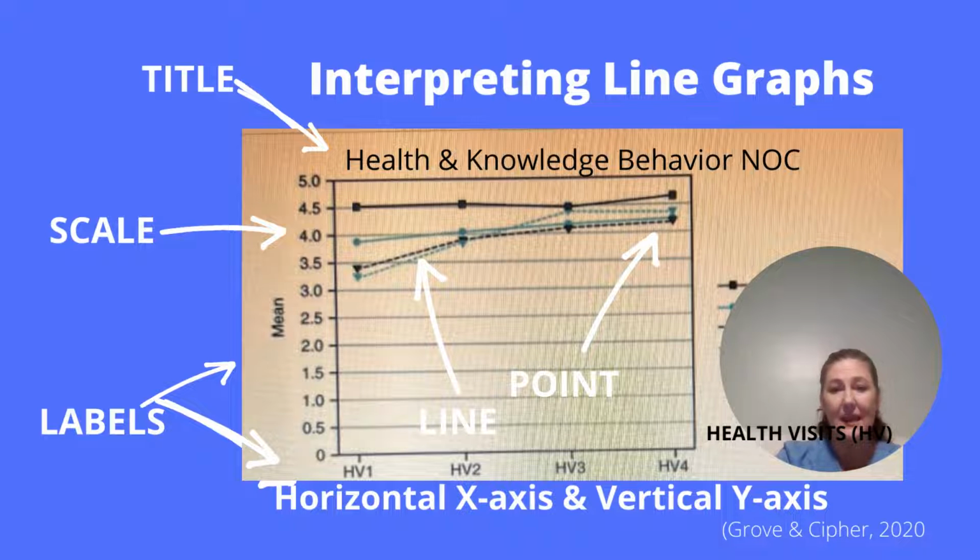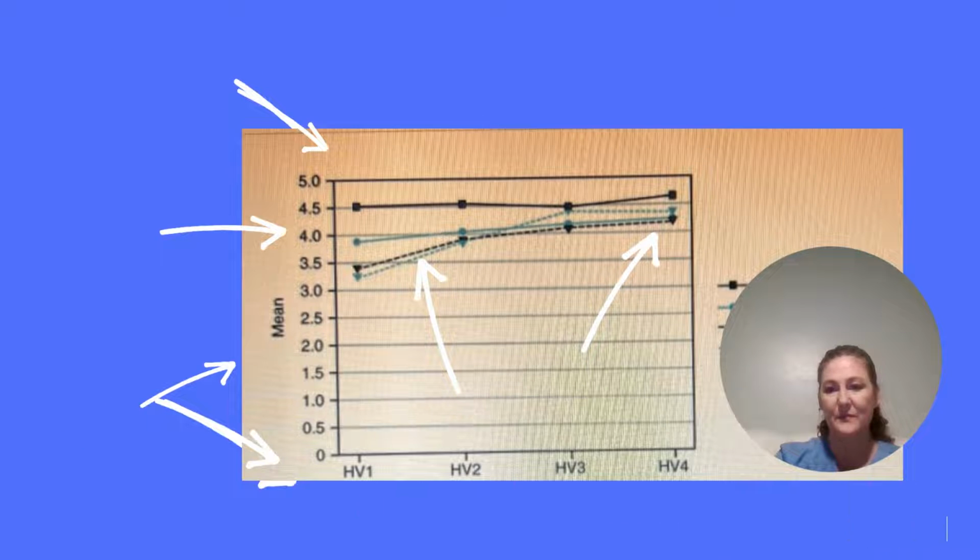So multiple data can be displayed on a line graph, allowing for the comparison of information. Like here, we had the different nursing outcomes, and you can see that there are 4 different types, and then we can get a good visual picture of it and see how all of them compare together.